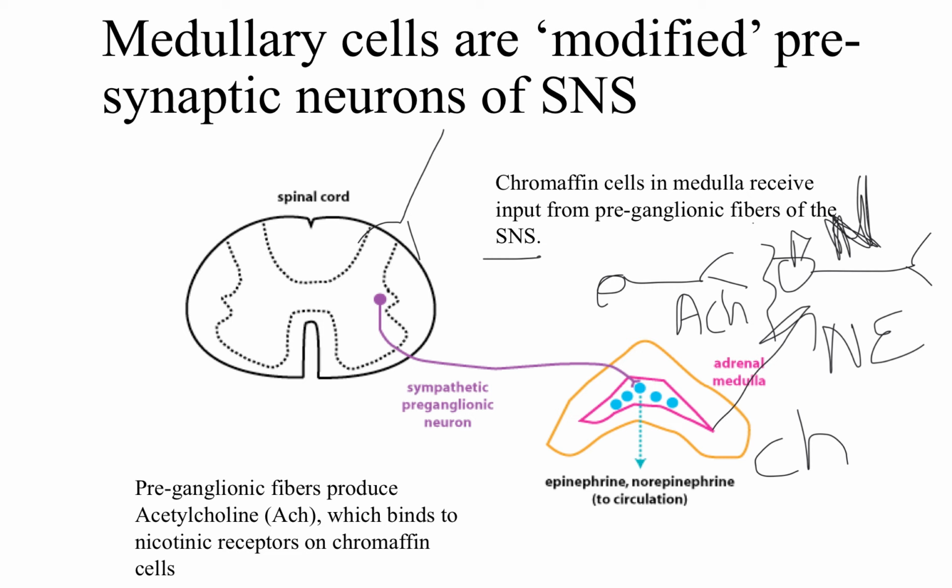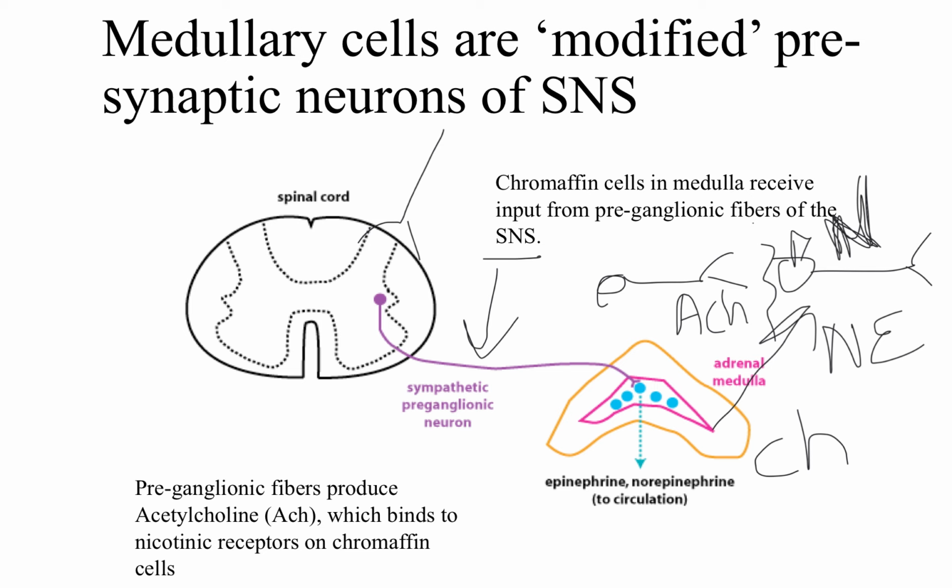So what that means is the preganglionic neuron is still going to arise from the thoracic portion of the spinal cord, come out as a preganglionic neuron releasing acetylcholine. However, instead of synapsing with a postganglionic neuron, it synapses with a chromaffin cell. Those chromaffin cells inside of the medulla, they still have nicotinic type receptors on them. So acetylcholine binds, stimulates a chromaffin cell, and that chromaffin cell in turn is going to make catecholamines.